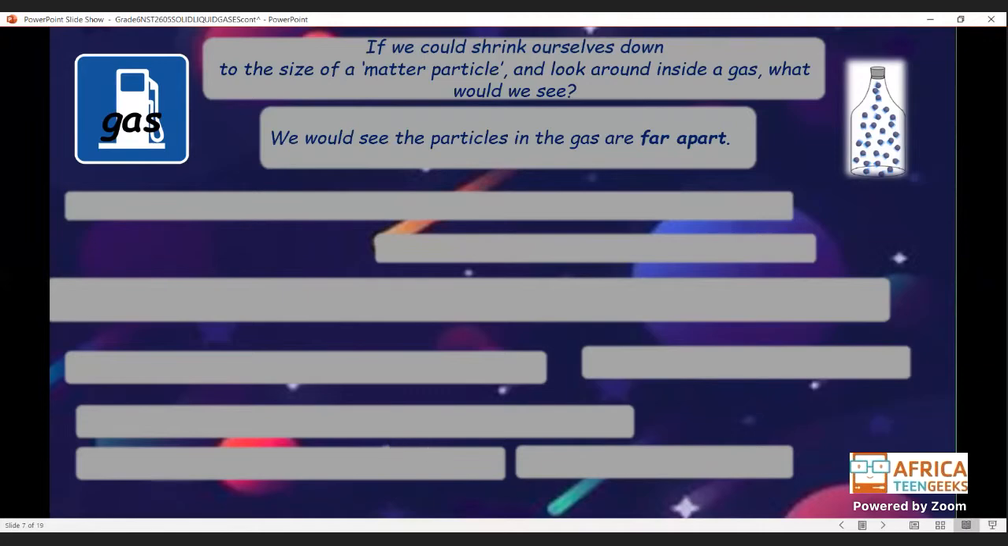It's fine. So yes, it is not tight. It is further apart than solids. Do you know the one word for the space between them? Even this image here on the screen, if you see the space between those particles, what is that space called?